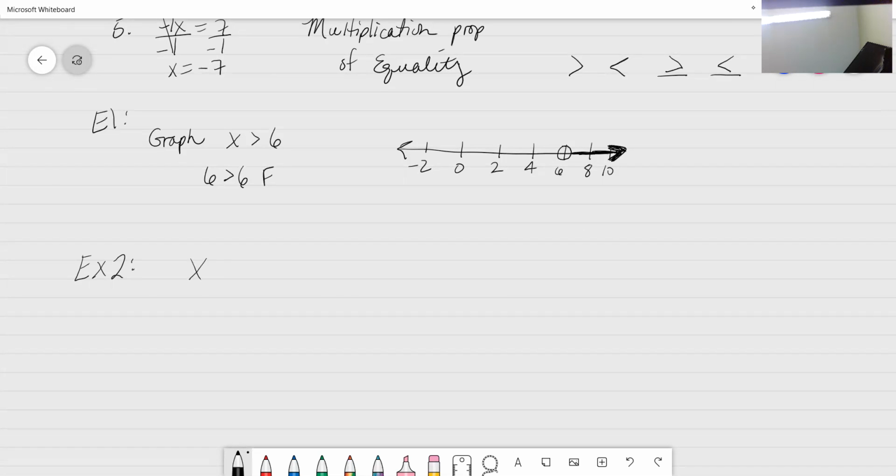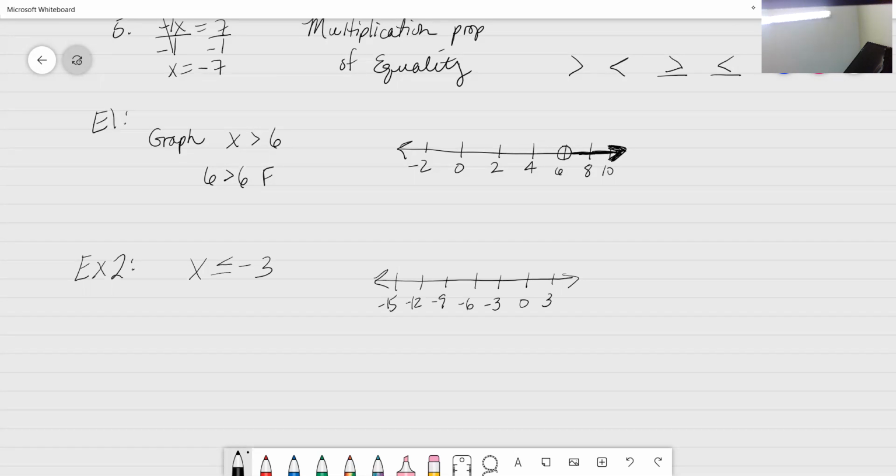If I'm asked to graph x is less than or equal to negative 3, then I would draw my graph. I've got 3, 0, negative 3, negative 6, negative 9, negative 12. We'll just make stuff up here. You can draw these however you want. You could do 1, 2, 3 and go down, whatever you want to do.